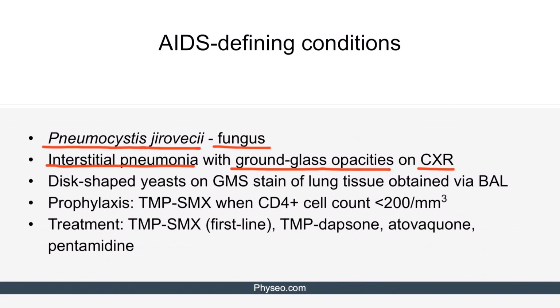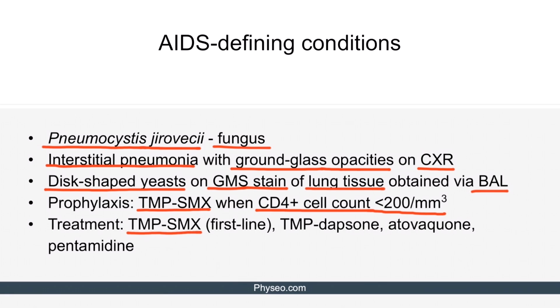Now, you diagnose it by obtaining some lung tissue via a bronchoalveolar lavage, or BAL. And microscopy shows disc-shaped yeast on Gomori methenamine silver, or GMS. Now, prophylaxis for pneumocystis pneumonia, we sometimes call that PCP, starts with Bactrim, TMP-SMX, when the CD4 positive cell count is below 200. And first-line treatment, so again, we're moving from prophylaxis to treatment, is Bactrim.